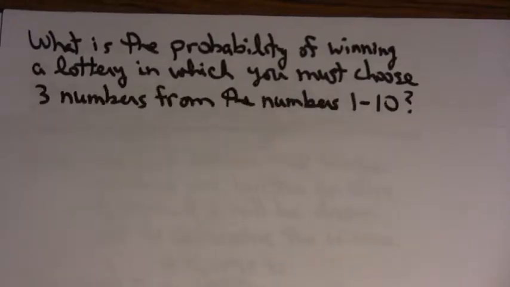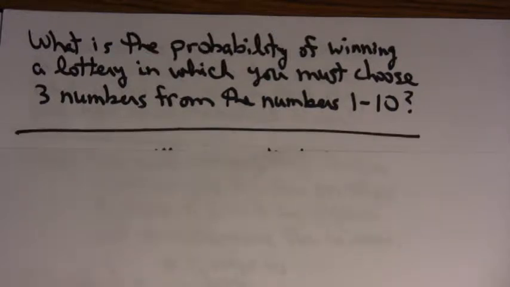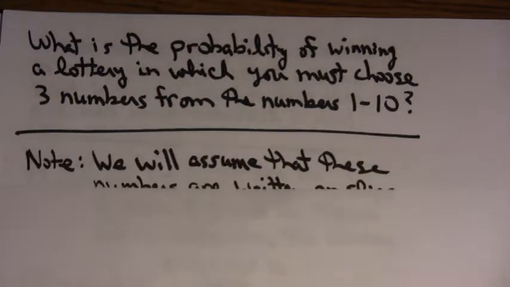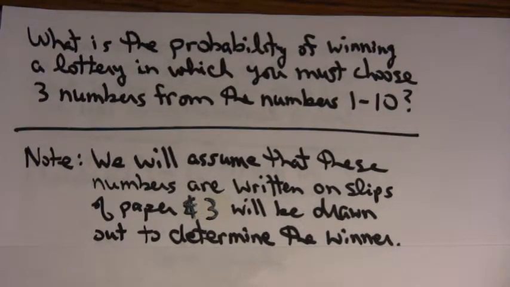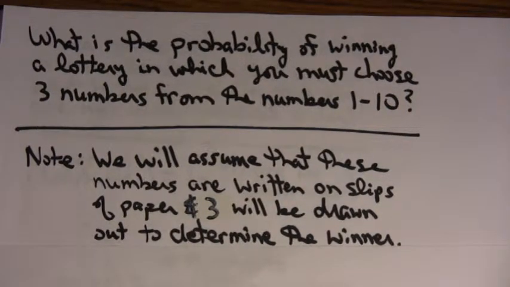I think I'll just jump right into a problem. This problem says, what is the probability of winning a lottery in which you must choose three numbers from the numbers 1 through 10? Just as a note, the best way to think of this is that they're taking those numbers and putting them on a piece of paper or on some balls that you draw out of a hat or out of an urn.